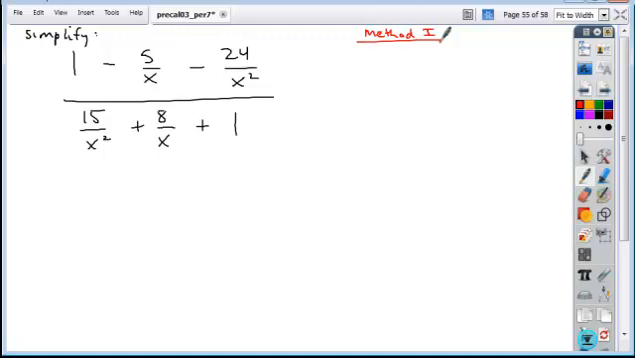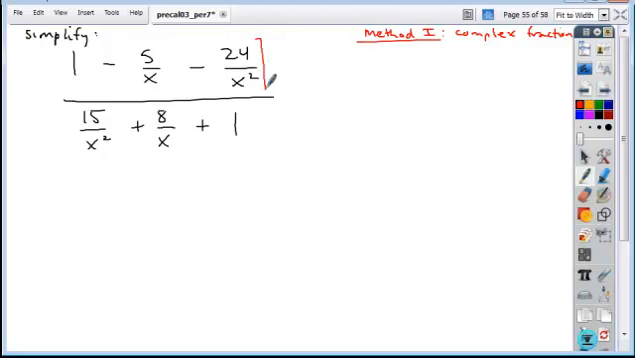We have method 1, method 2. Method 1 is the method in which you create a single complex fraction and then invert and multiply. Okay, so this is what we're going to try here.